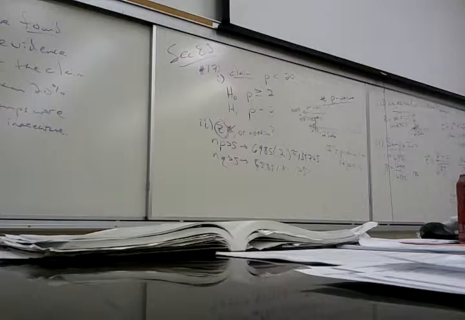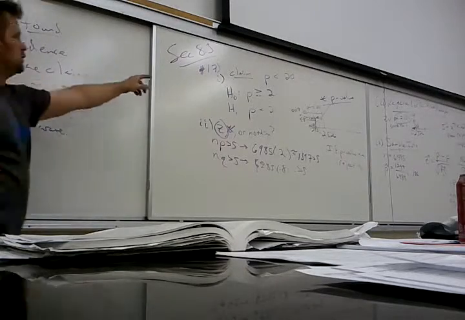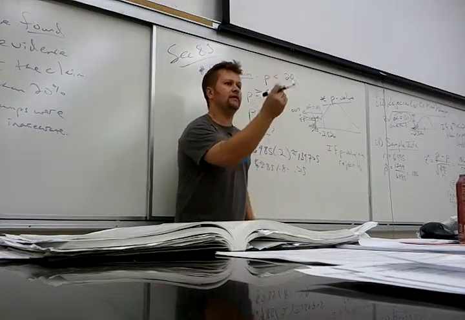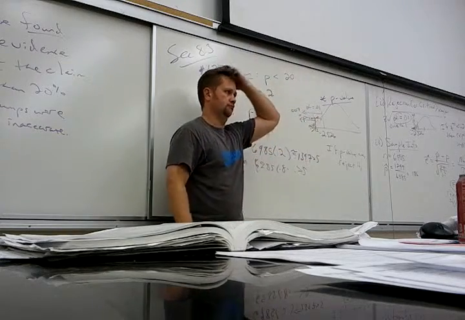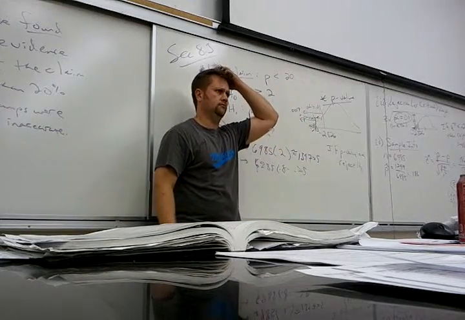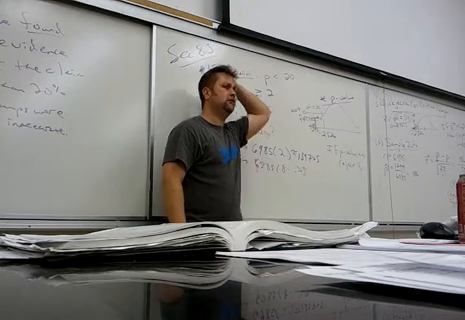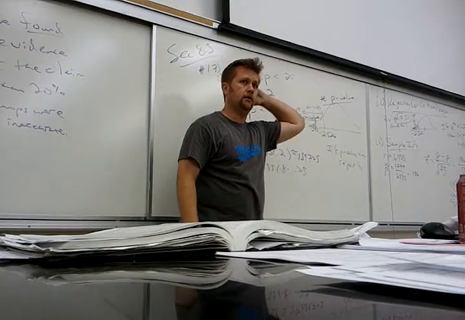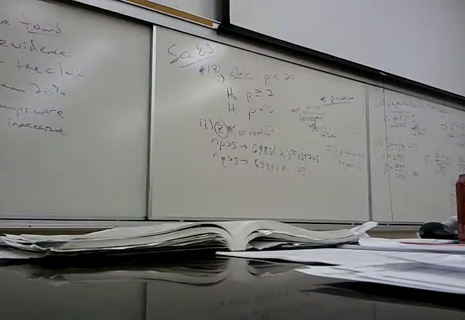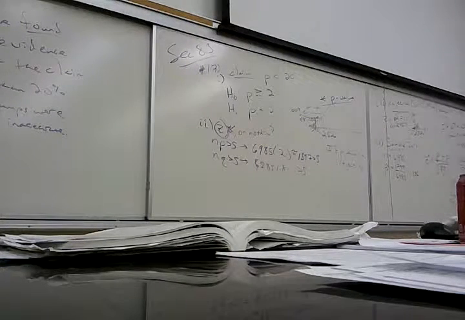Obviously, if I want the possibility of me making that mistake to be less, what would I do with alpha? Make it smaller. I want to decrease the probability I make that kind of mistake. But if I decrease this kind of mistake, what do I do with this kind of mistake? So it all depends on which one's more crucial, right?